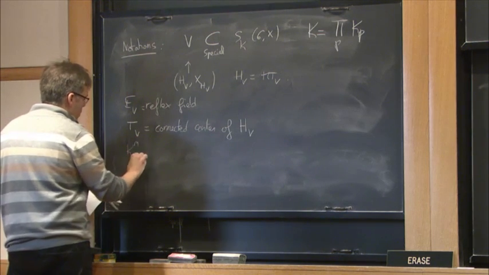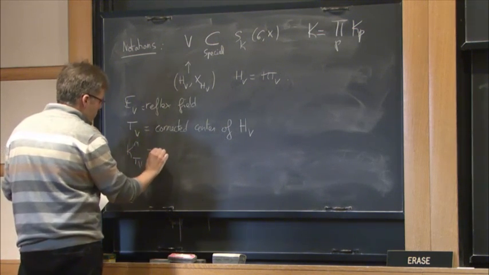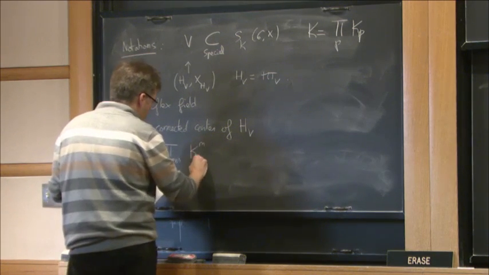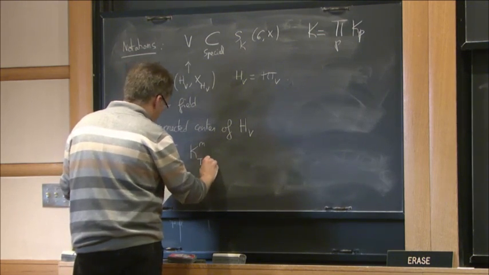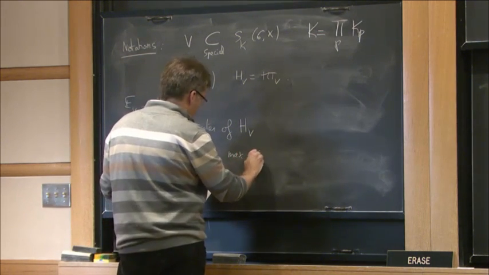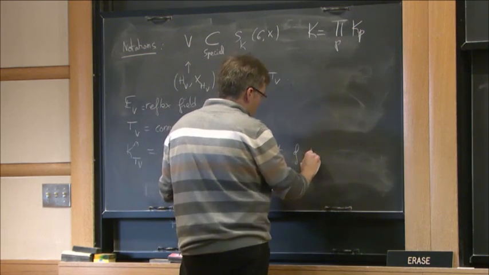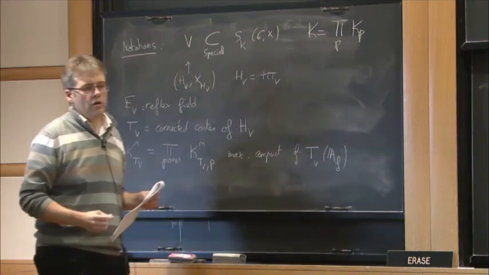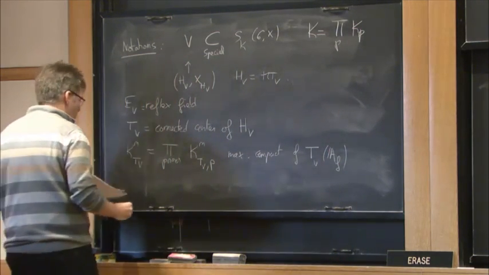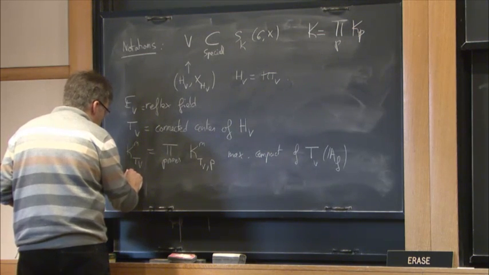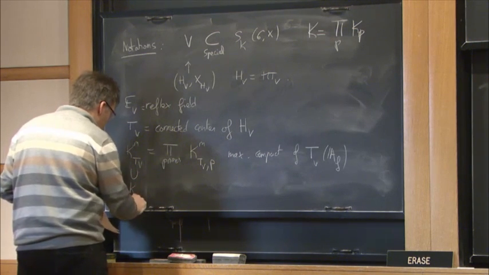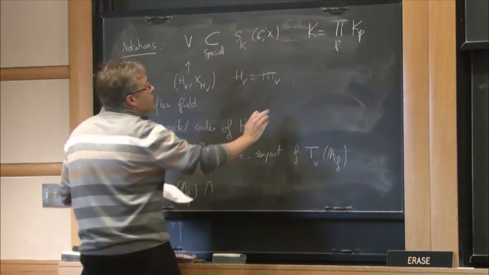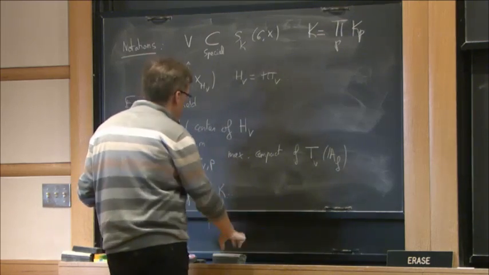Then there will be the following arithmetic invariant. This is a product over all primes of the maximal compact open subgroup of T_V at the prime p. So this is the maximal compact of T_V(A_f). T_V is a torus, so there is a unique maximal compact. And what will play a crucial role is the difference between this maximal compact and K_TV. K_TV is just T(A_f) intersected with the level K.